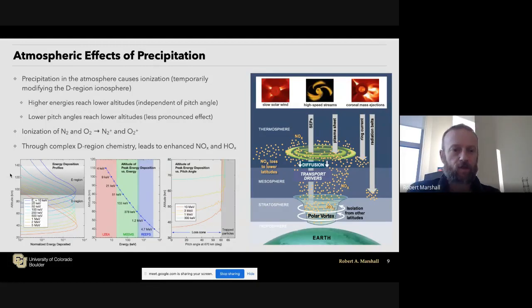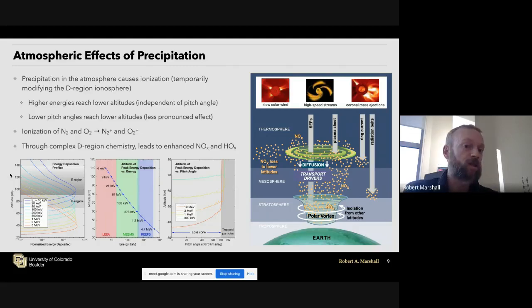So what happens to particles when they precipitate in the atmosphere? Well, they cause ionization first and foremost. We're talking about, again, hundreds of keV to MeV electrons. It only takes about 35 eV to produce an electron-ion pair in the Earth's atmosphere. And so a single electron can actually produce thousands of pairs of free electrons in the upper atmosphere.